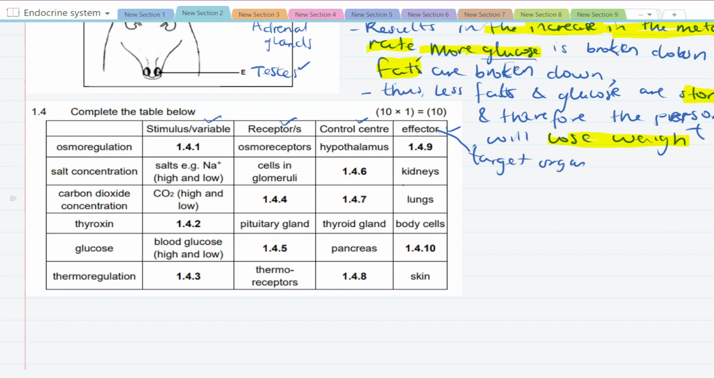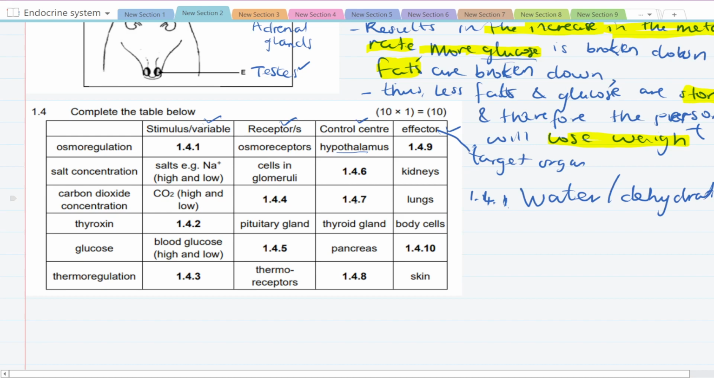So let us have a look at 1.4.1, by the way. 1.4.1 is osmoregulation. What is stimulating osmoregulation? Of course, it is the increase and decrease of water, or you can say dehydration. Dehydration will be the stimulus, and of course, osmoreceptors in the hypothalamus will detect that, and therefore your target organ will be the kidneys there.